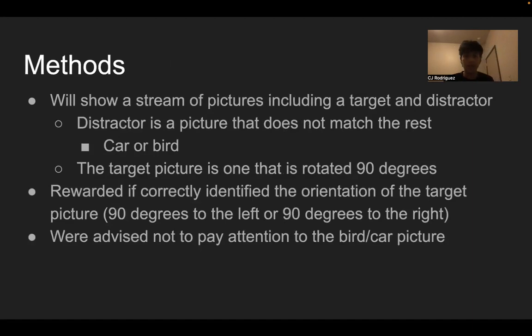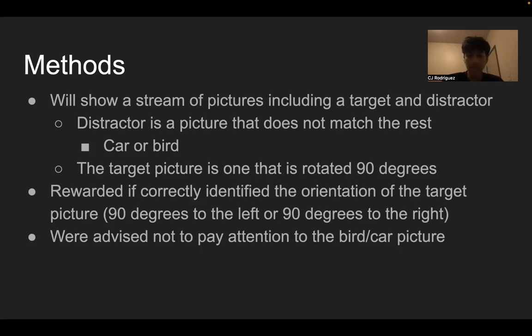So the method of this experiment: basically a stream of pictures is flashed in front of the participants' eyes. They don't move. One pops up, then another, in quick succession. And there's a distractor and a target picture in this stream of pictures. The distractor does not match the rest of the set. It's a different picture. In this case, it's a picture of a car or a bird, whereas the other pictures are pictures of landscapes, buildings, etc.